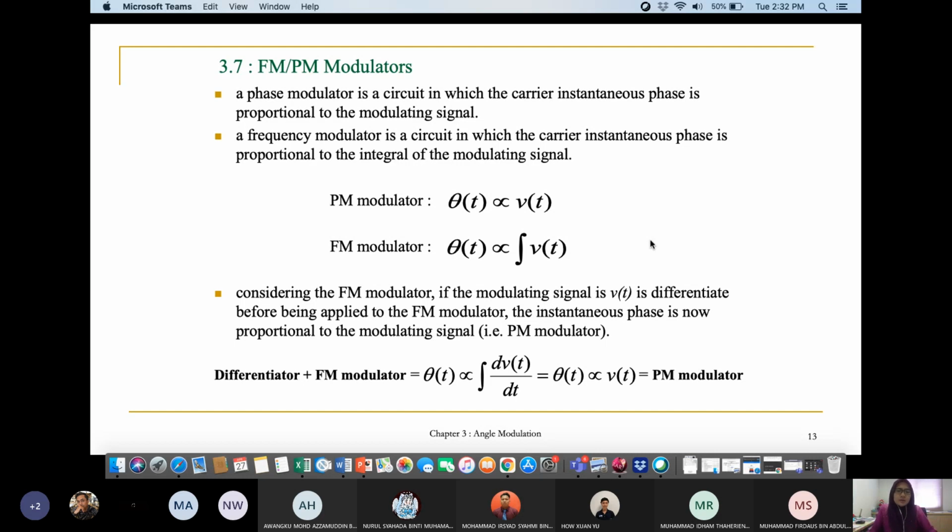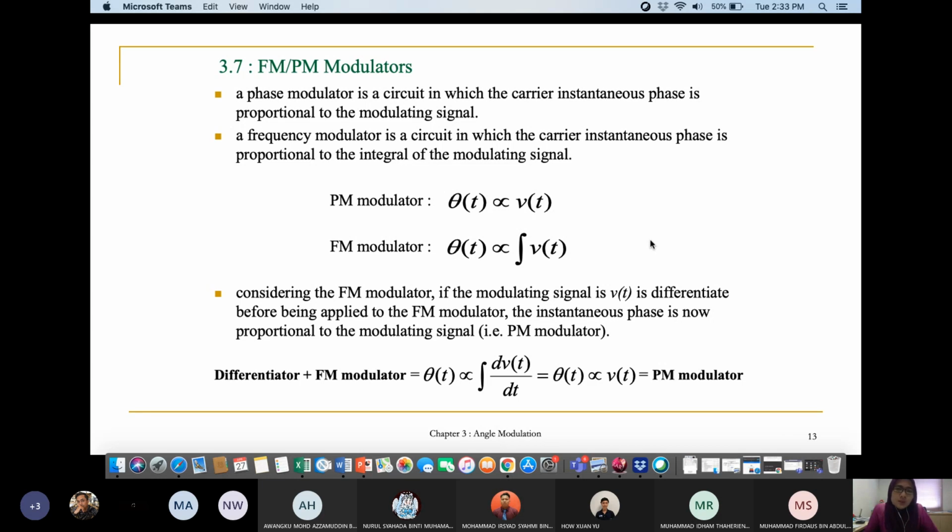Okay, so today we will continue with chapter 3 part 2. Last week we covered chapter 1 part 1 and also a little bit of chapter 2 part 2. So today we will cover chapter 2 part 2, subchapter 3.7, FM PM modulators.